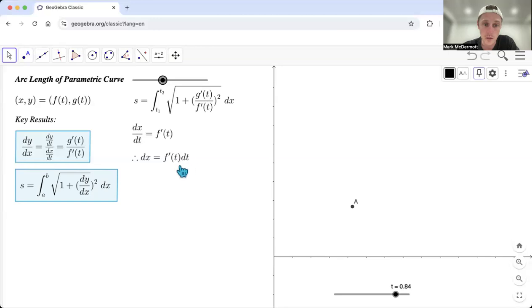And so with that information, what we can do is replace this dx with f dash of t dt. So all I've done here is, with the dx, we've just put f dash of t dt. Okay, and now we're almost actually there, which is exciting.